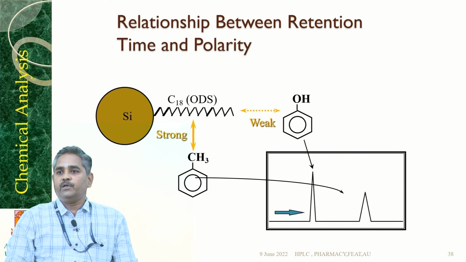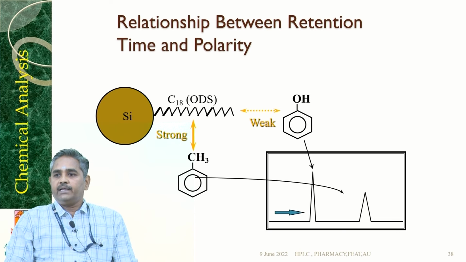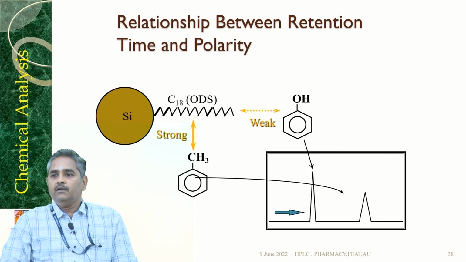Relationship between retention time and polarity. So, in reverse phase chromatography, octadecyl silane will have weak interaction with the polar functional group like phenol, so it will be eluted first. When there is strong bonding, as between toluene and the octadecyl silane, it will be eluted later.